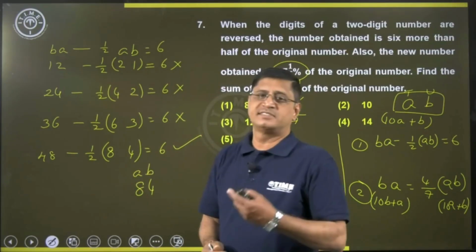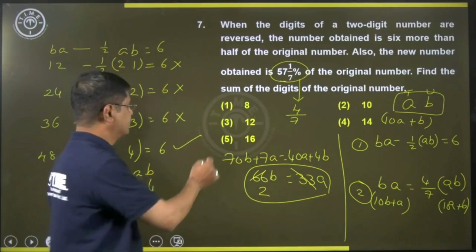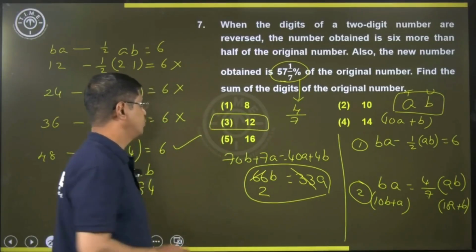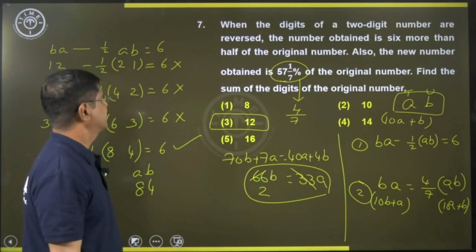What to find? The sum of the digits. The sum of the digits means 8 plus 4. 8 plus 4 is equal to 12. So, the right answer is option 3. The third choice is the right answer.